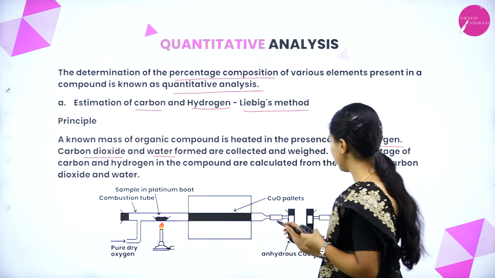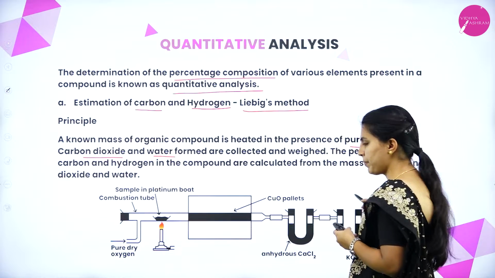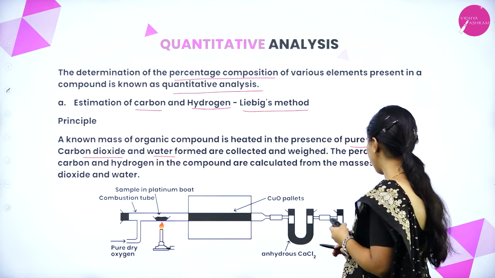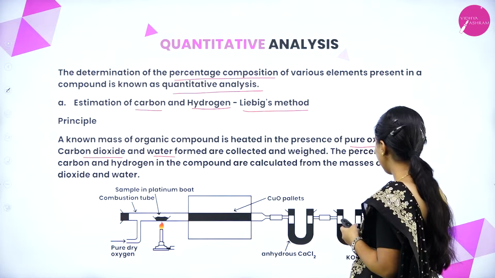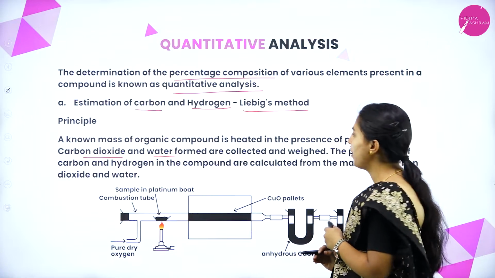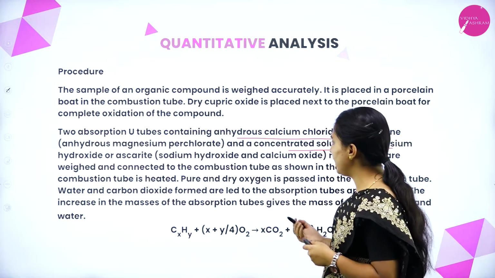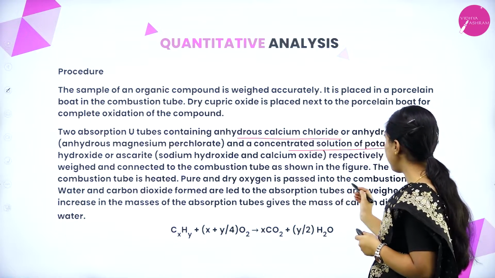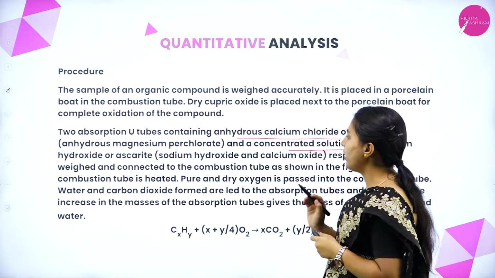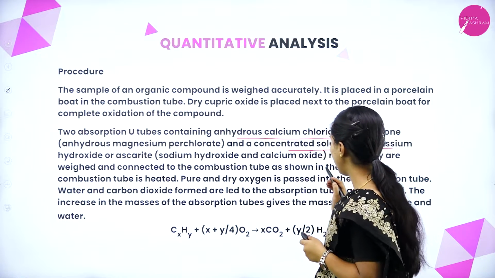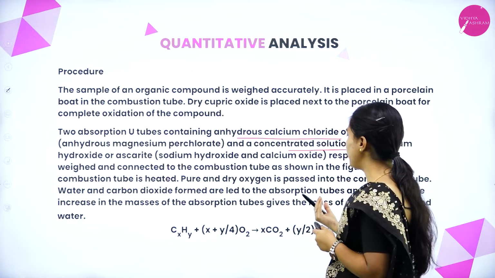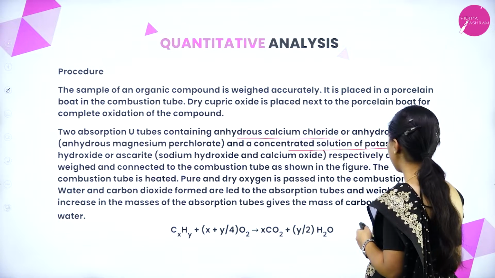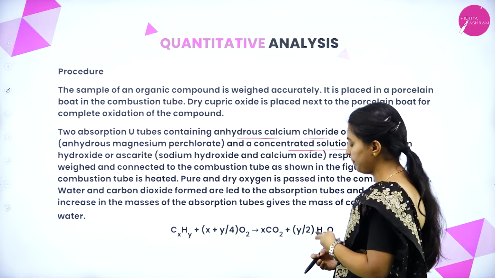Next to that copper oxide, two U-tubes are present. One contains anhydrous calcium chloride, and the other contains concentrated potassium hydroxide solution. The combustion tube is heated. Pure and dry oxygen is passed into the combustion tube. Water and carbon dioxide formed are led to the absorption tubes and weighed. The increase in the mass of the absorption tubes gives the mass of carbon dioxide and water.